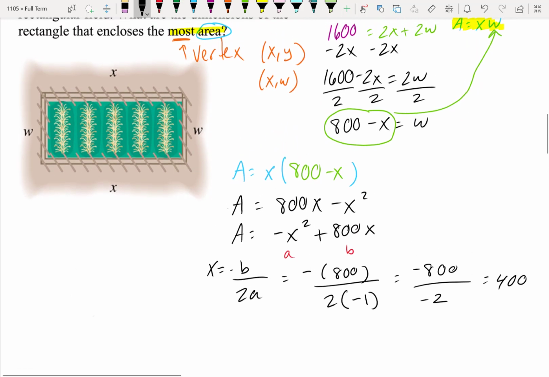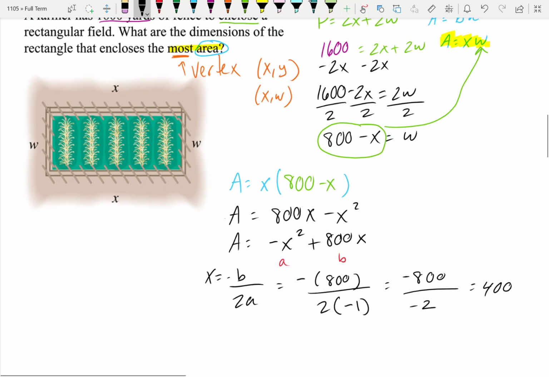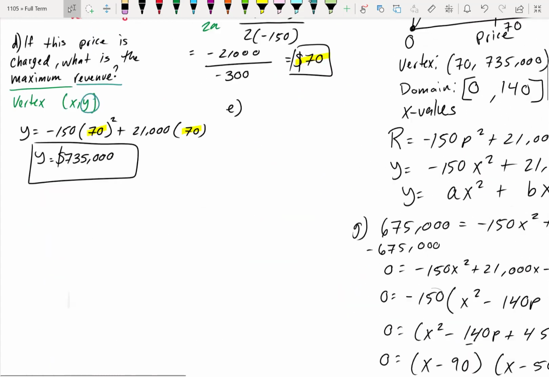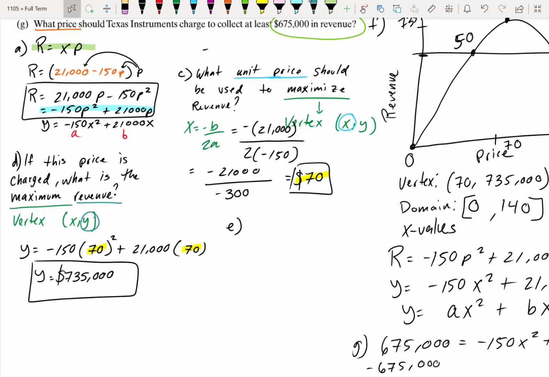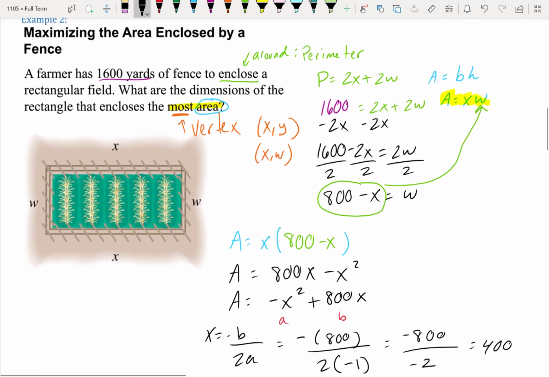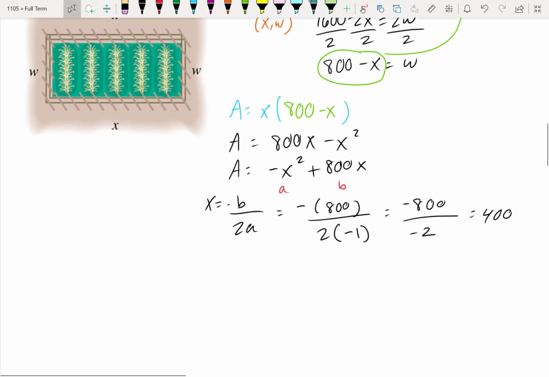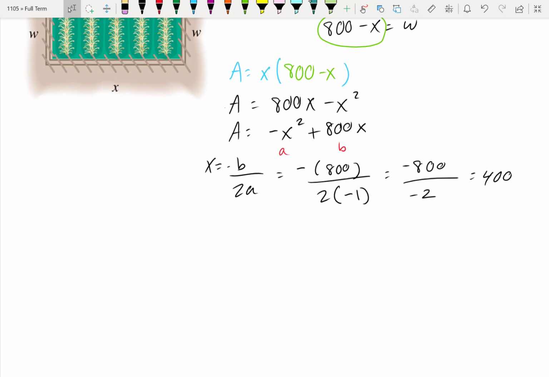Now, does it say to find a specific part of the vertex? Like in this example right here, it asks for specifics. Like in part C, it asked us for the unit price, so we only found the x of the vertex. It's not asking any of that here, so let's plug this in. We're going to plug it into the quadratic. The reason we plug it only into the quadratic is because the quadratic is the only thing that can give us a vertex.